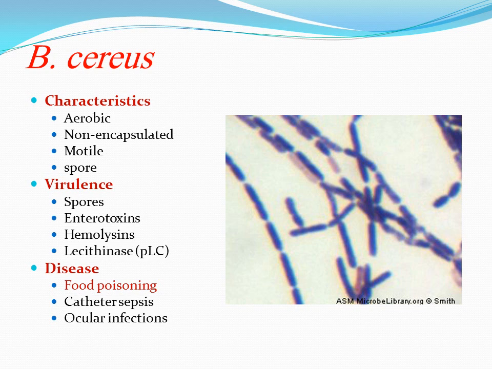The second species of Bacillus is Bacillus cereus. Bacillus cereus causes food poisoning, especially from contaminated rice and contaminated grains. Characteristics: aerobic, non-encapsulated, motile, and spore former. Virulence factors: spores, enterotoxin, which causes food poisoning, hemolysin, and lecithinase. Disease: food poisoning, catheter sepsis, and sometimes may cause ocular infections.